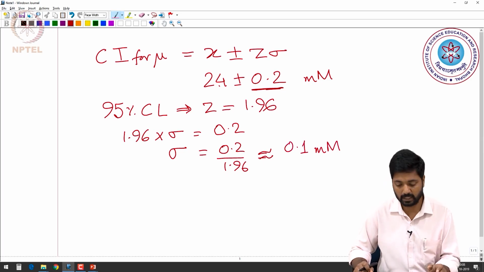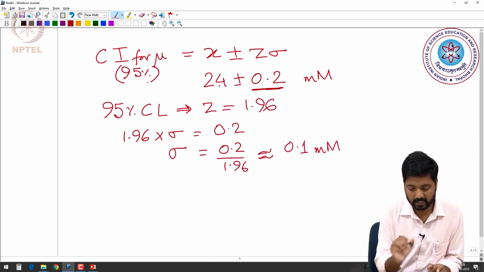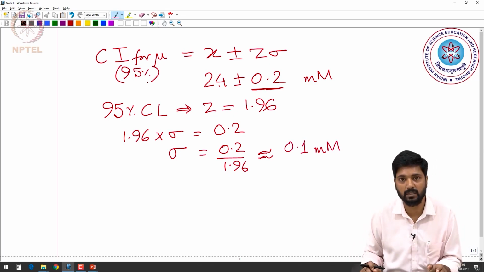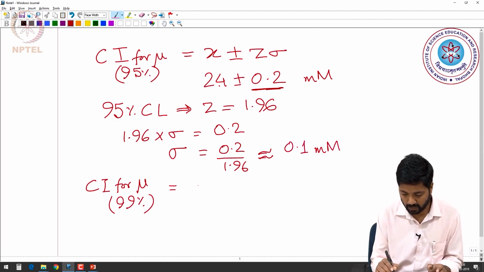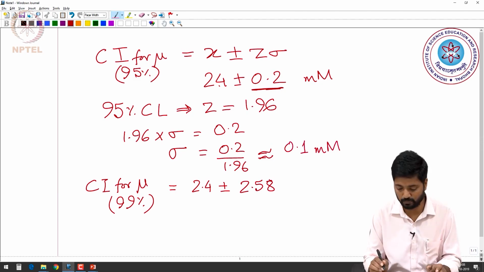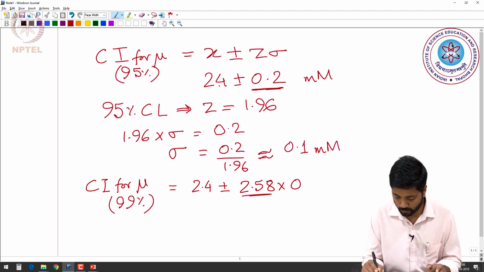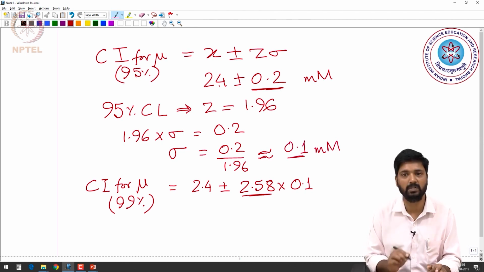Now, when we plug in this value, this result was at 95% confidence level. If we want to increase the confidence interval for mu to 99%, we will have this value as 2.4 plus minus 2.58, which is the z value for 99% confidence level, into 0.1, which is the standard deviation for this data which we just calculated here.